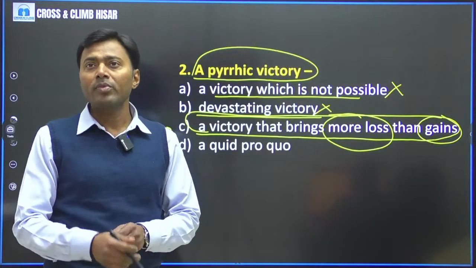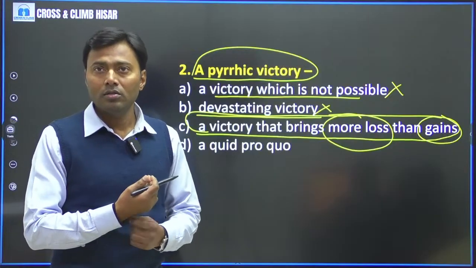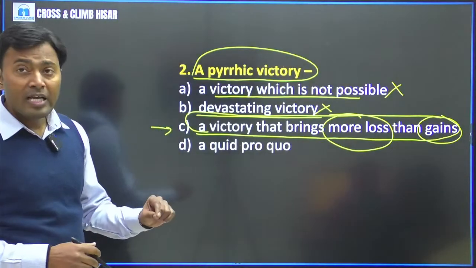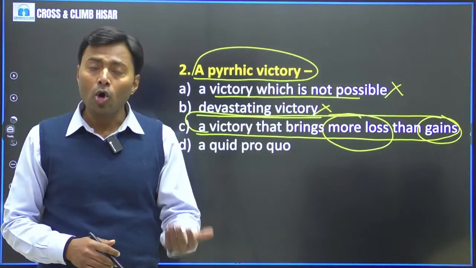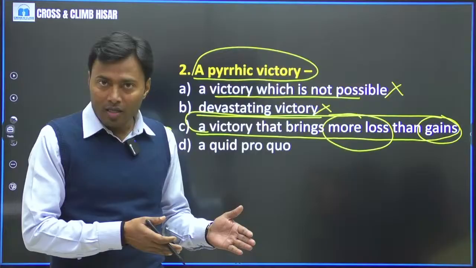Got it, Madhvi, Mahak, Tamanna, Samta and all. So Pyrrhic victory means a victory that gives you more loss than gains, यानी कि जिससे प्रॉफिट तो कम हुआ, नुकसान ज्यादा हुआ. Is it clear?